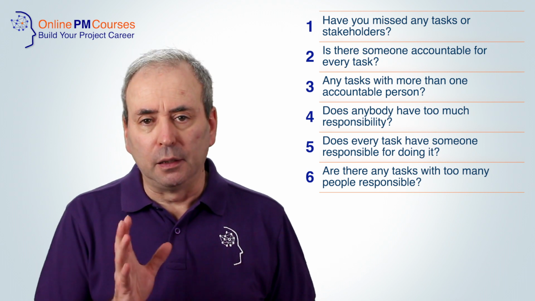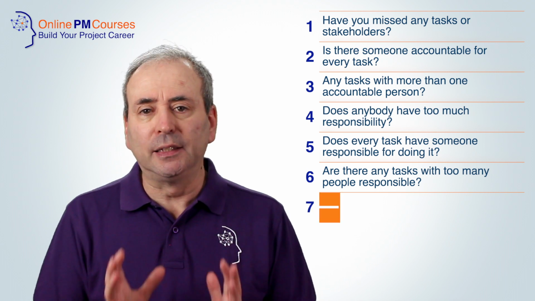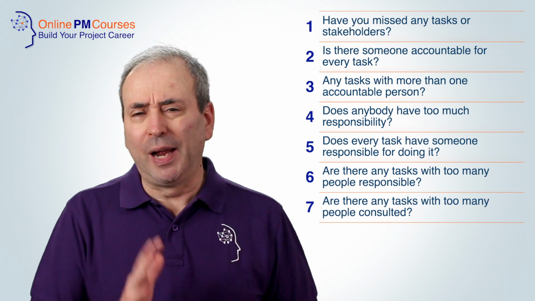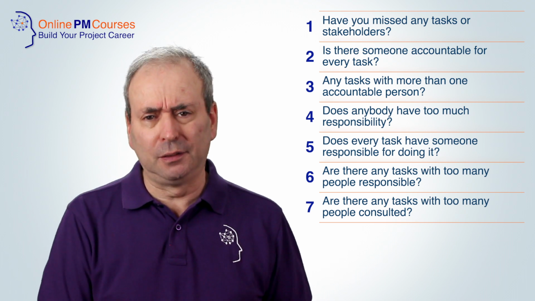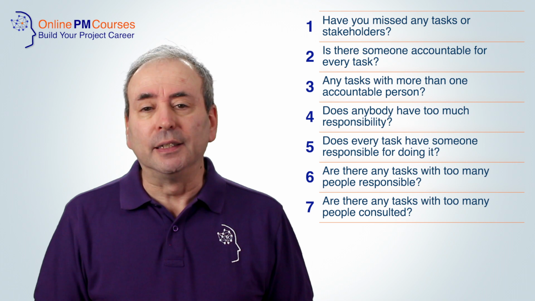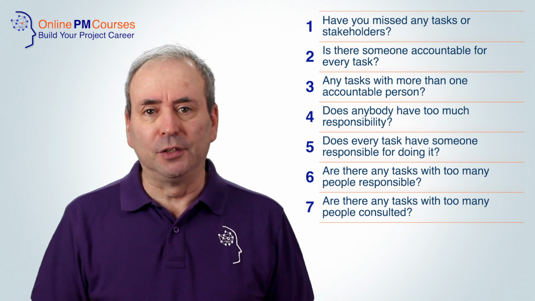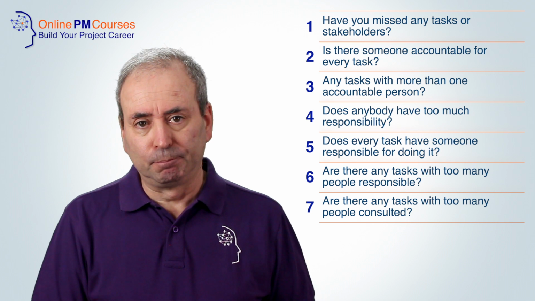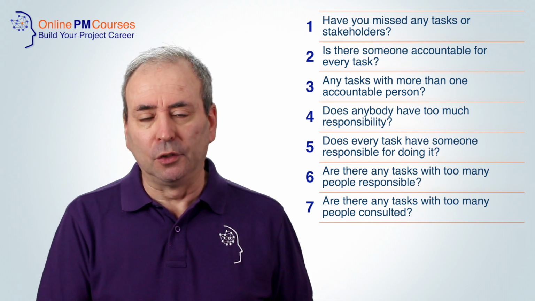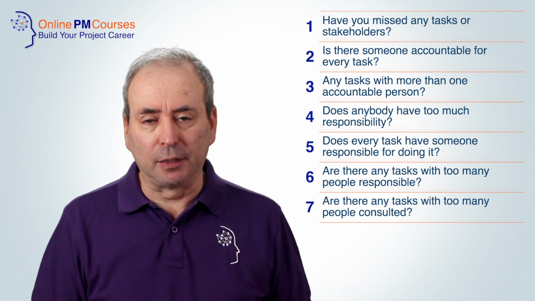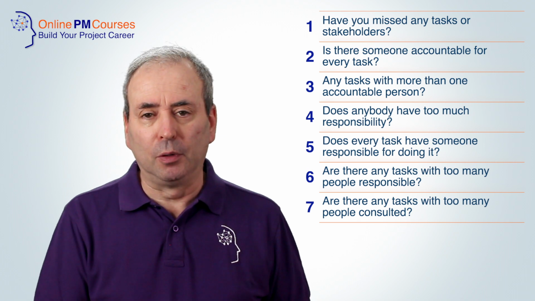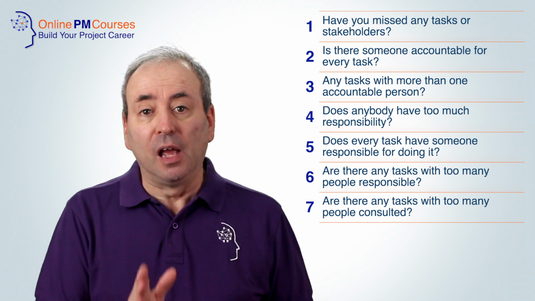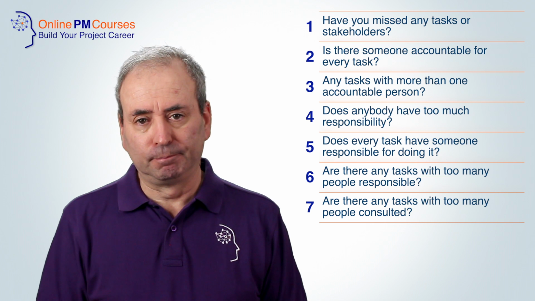And likewise, number 7, are there any tasks or activities where too many people are being consulted to the extent that it is going to cause delays, confusion, or even unnecessary conflict? Once again, the solution, if you find too many people are being consulted, is to look for some people who you can get away with simply informing them.